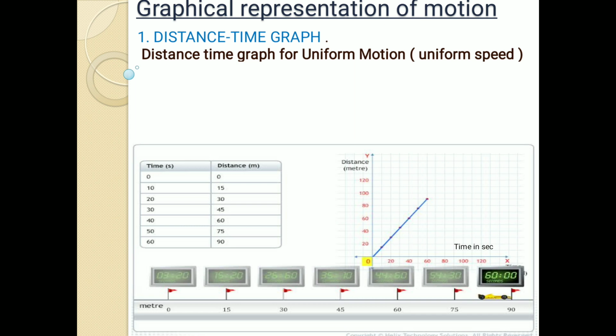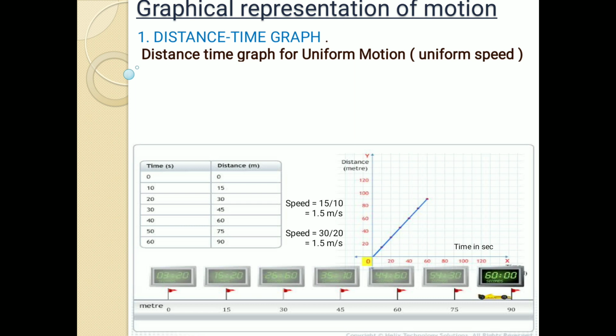Here I have given a table of time and distance. Time is changing: 0, 10, 20, 30, 40, 50, 60 seconds, and distance is 0, 15, 30, 45, 60, 75 and 90. Now, here the object covers equal distance in equal intervals of time. See here, time as well as distance has equal intervals.